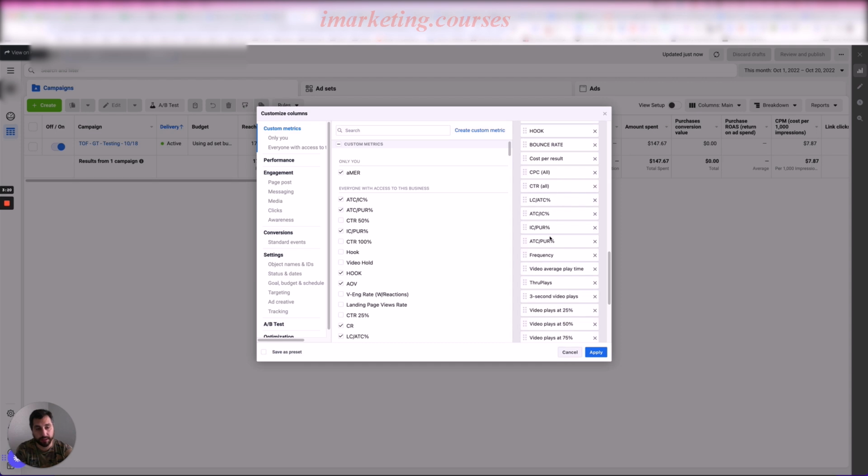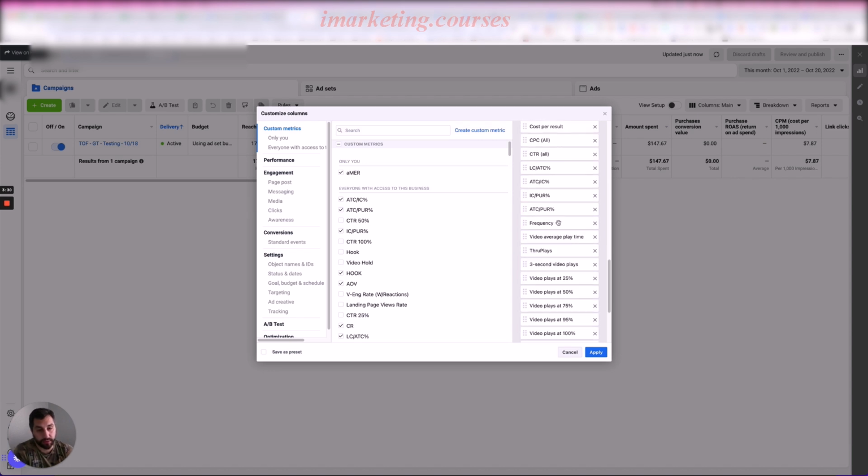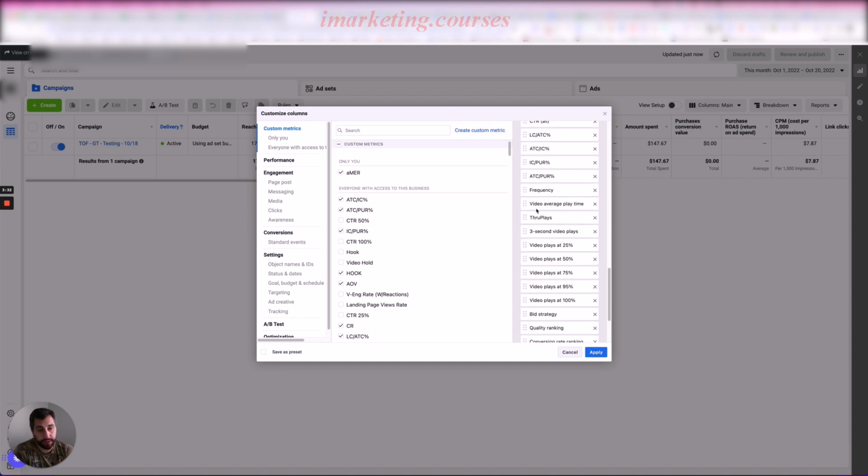Then these are custom again: link clicks to add to cart percentage, add to cart to initiate checkout percentage, initiate checkout to purchase percentage, and add to cart to purchase percentage. And I'll show you how those work. The frequency. Then I do video average play time, through plays. I do 3-second video plays, all the percentages. I do the bid strategy. I do the quality ranking, which isn't that necessary. Conversion ranking. These are just kind of extras.